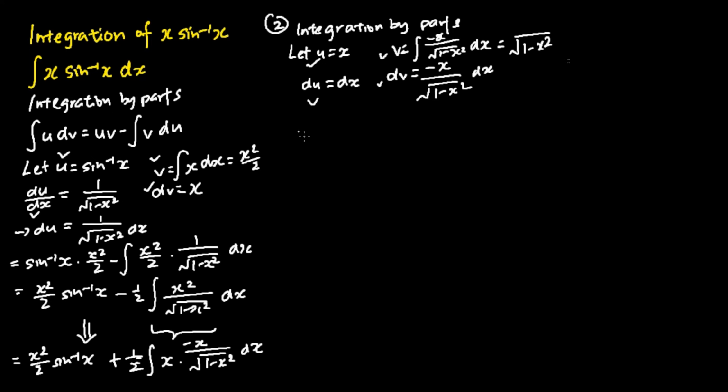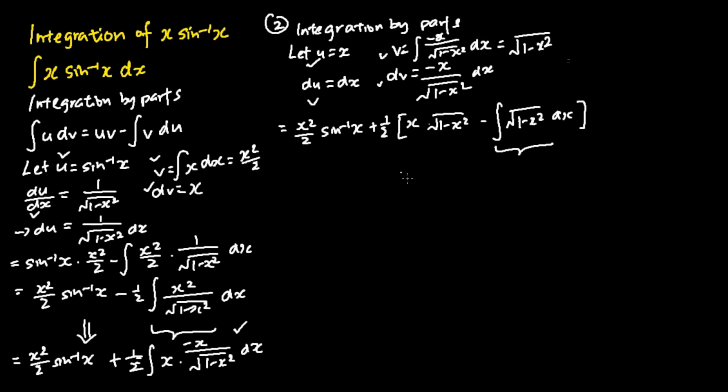I will get the following. So for the first term, I will just copy as it is. And then as for the evaluation part, I will apply the integration by parts formula. So there will be u times square root of 1 minus x squared, subtracting away the integral of v, which is square root of 1 minus x squared. My du is just dx.